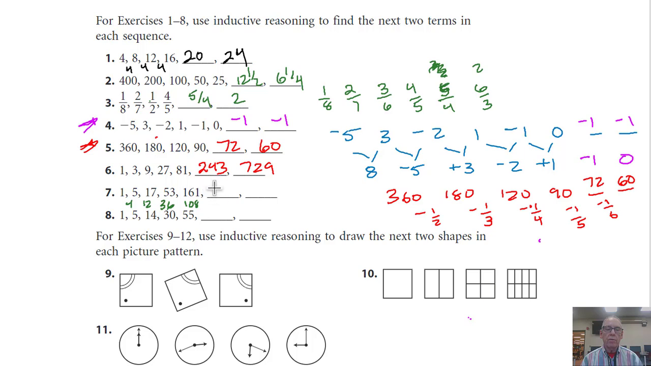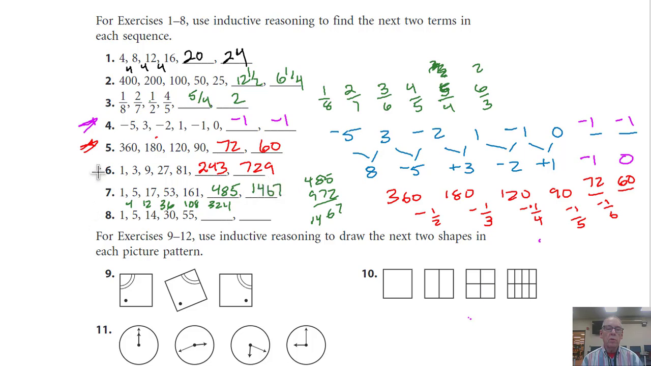And that's going to give us 485. So we added 324. And then we're going to do 3 times 324, which is going to be 972. And we're going to add that on to 485. Gives us a 7, carry the 1, 16. Gives us 1467.